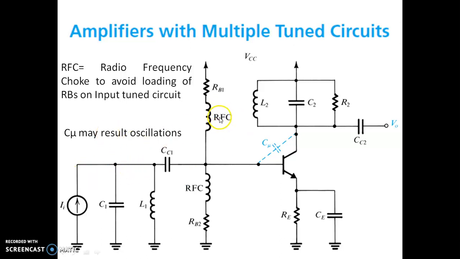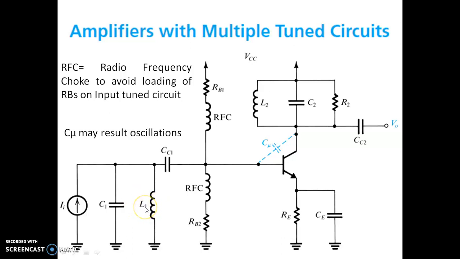You can see there is a peculiar component, the RFC, here in series with both the series bias resistances RB1 and RB2. These are used to avoid the effect of loading. This radio frequency choke will offer very high resistance for the AC signal, that is the incoming input signal, whereas it acts like a short circuit for the DC current. So this will not affect the biasing of this transistor at all, but it will stop loading the input stage of this tuned circuit.